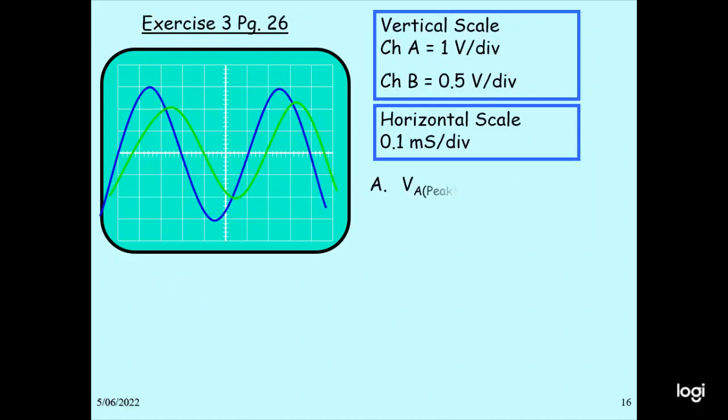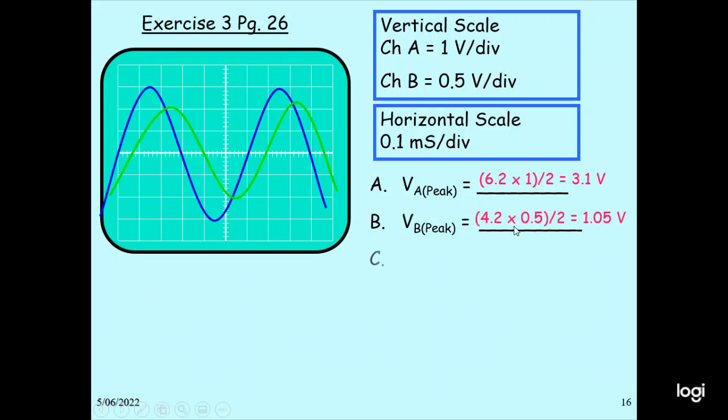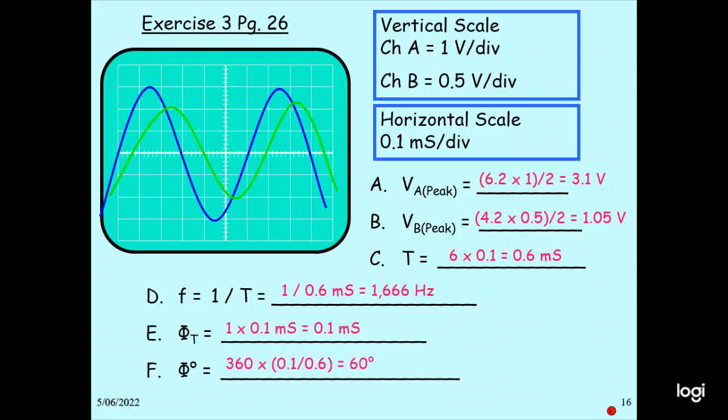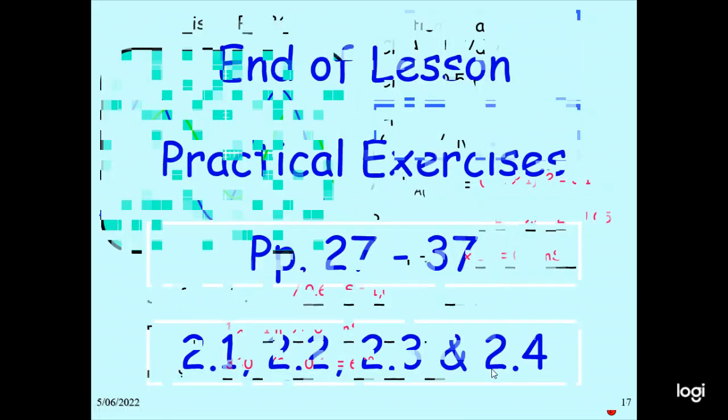Also, the settings are channel A at 1 volt per division, channel B at 0.5 volt per division, and the horizontal scale at 0.1 millisecond per division. In this case, this is the voltage calculation, and the peak-to-peak voltage is 1.05 volts. Time period is 6 multiplied by 0.1, which is 0.6 millisecond. Frequency is 1 by T, so 1 by 0.6 milliseconds is 1666 hertz. Then the phase angle theta can be calculated: theta equals 360 times 0.1 by 0.6, so 60 degrees. Then you have to do this practical exercise.